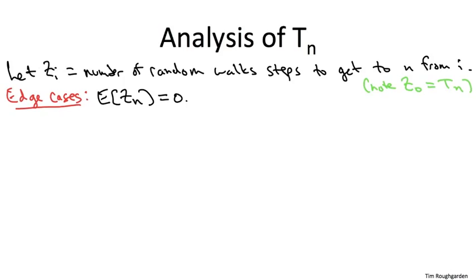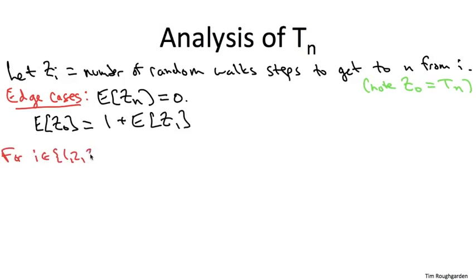To see how this works, let's start with i equals 0. That is z sub 0, the random variable that we really care about. Now, we don't know what the expected value of z sub 0 is. That's what we're trying to compute. But we do know that every walk starting at 0 and ending at n begins with a step from 0 to 1, and then is followed by a walk from 1 to n.